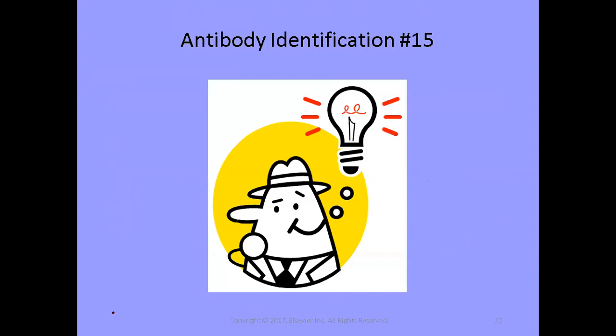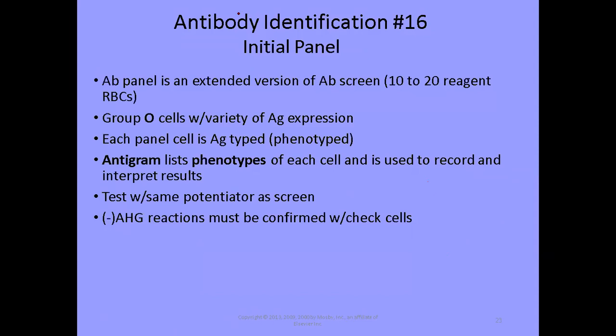All right, so we finished detection. Now we're going to move on to identification. So once we know that our antibody screen is positive, we're going to move on and we're going to test that very same patient with panel red blood cells. And so the antibody panel is really an extended version of the screen. So the antibody screen we saw can have 2 or 3 vials of reagent red cells. The panel can have anywhere from 10 to 20 reagent red cells. Some of the rules are the same. There's still going to be group O cells, and we want to have a variety of antigens expressed on those cells. And they come from the manufacturer with the phenotype on an antigram, just like the screen does. So this is really just an extension of a screen.